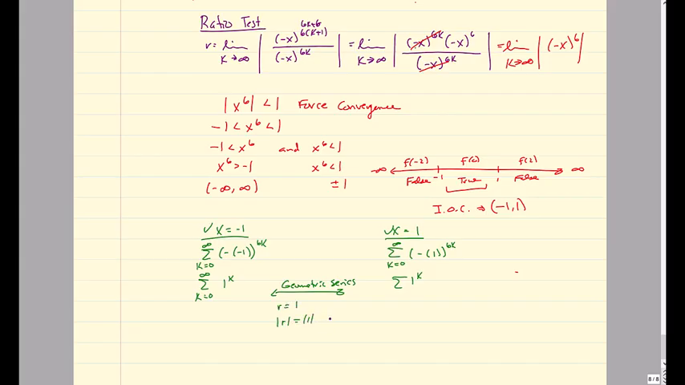The absolute value of r is what I'm interested in. The absolute value of 1 is 1. So for a geometric series, this is greater than or equal to 1, so therefore these diverge. So my endpoints diverge, and my interval of convergence is negative 1 to 1. I don't have brackets on either endpoint here. I diverge at both of the endpoints.